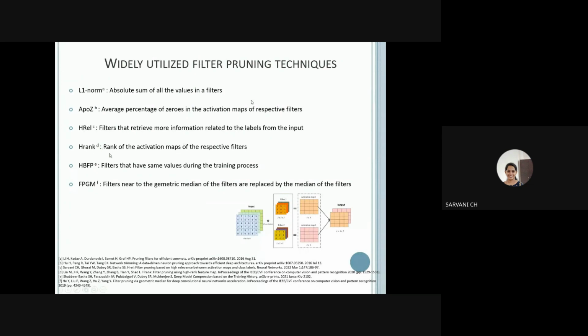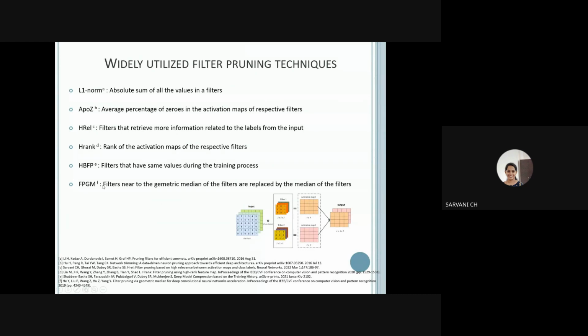And in the HRank paper, this is also one of the papers which can be easily implemented. Code is also available and you can easily understand the intuition. And here there are multiple activation maps. They have calculated the rank of the activation maps, and the ones which are having lower ranks are pruned first. And all of these papers follow an iterative pruning strategy.